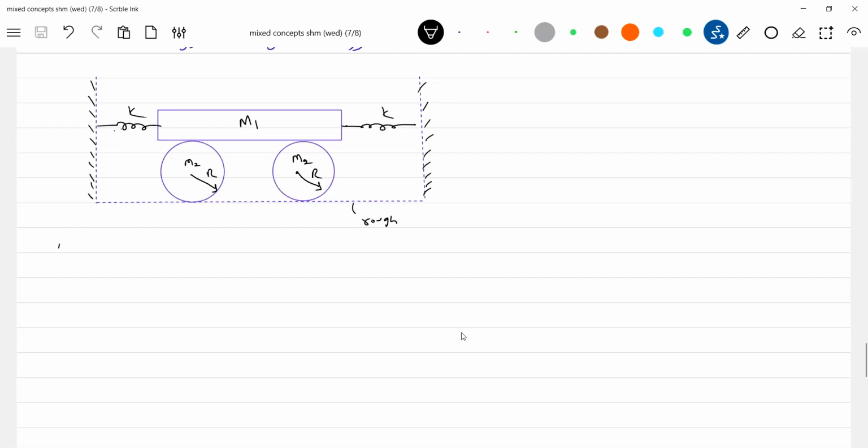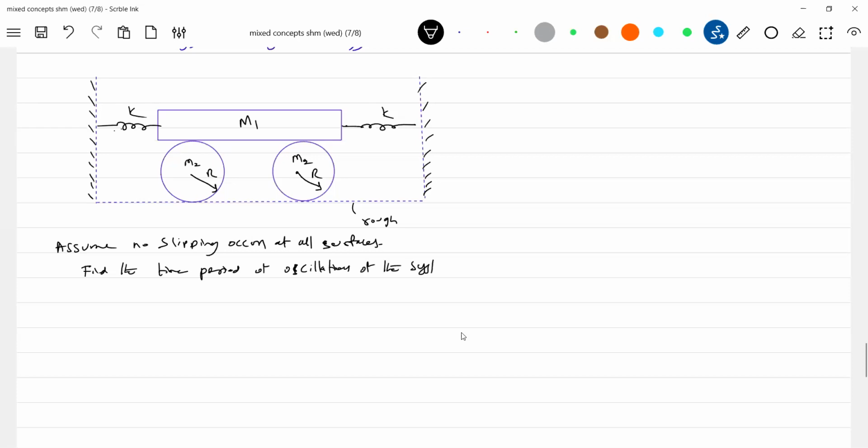So assume no slipping occurs at all surfaces. Assume no slipping occurs at all surfaces. Find the time period of oscillations of the system.